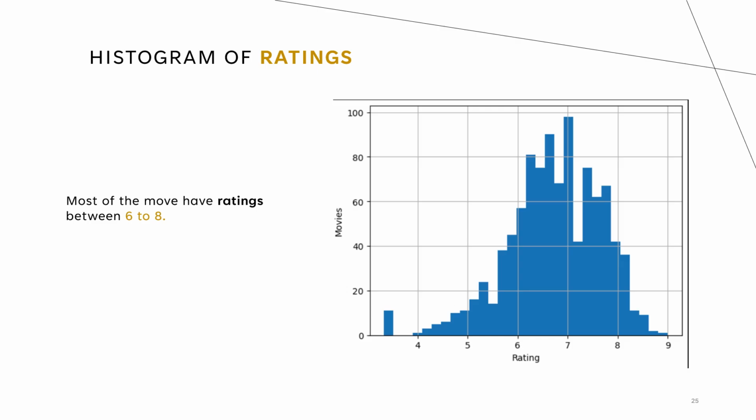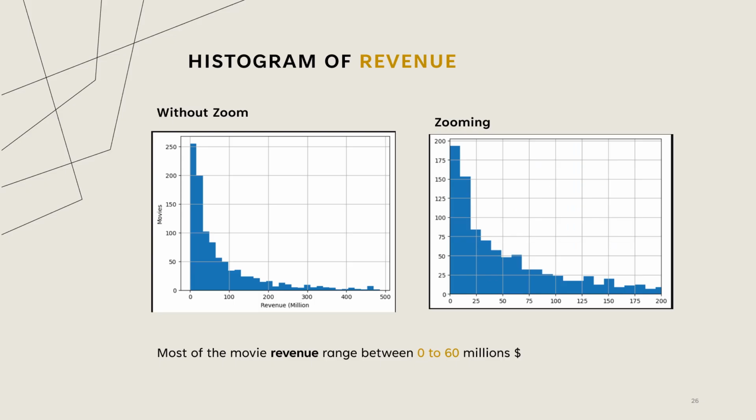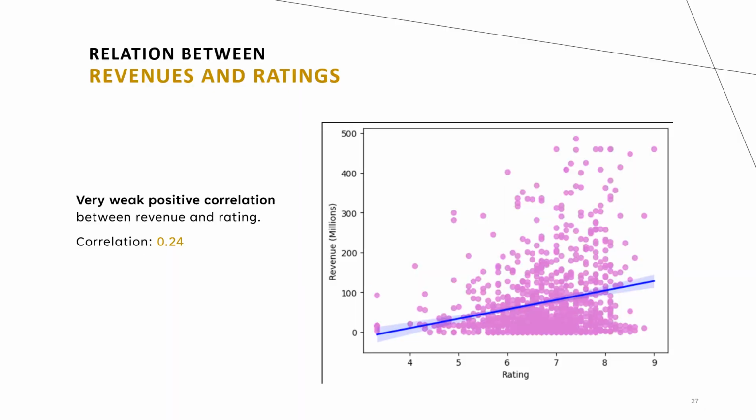And here's the histogram of rating. You can see most of the ratings fall between 6 and 8. Here's the histogram of revenue. It's an extremely right-skewed curve. And if we zoom into the curve, you can see that most of the movies have a revenue between 0 and $60 million.